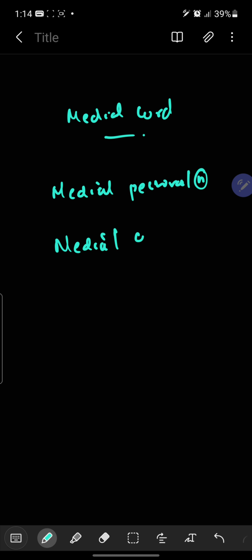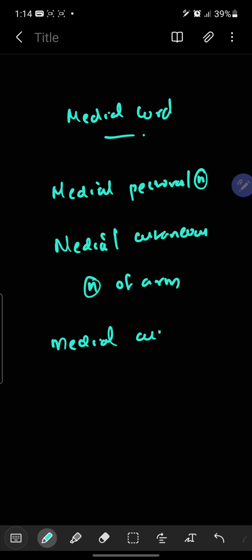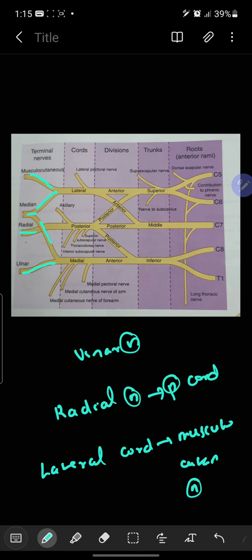Now what are the branches of the medial chord? They are the medial pectoral nerve, medial cutaneous nerve of arm, medial cutaneous nerve of forearm, then the ulnar nerve and the medial root of the median nerve. So this is the medial pectoral nerve. This is the medial cutaneous nerve of arm and medial cutaneous nerve of forearm.